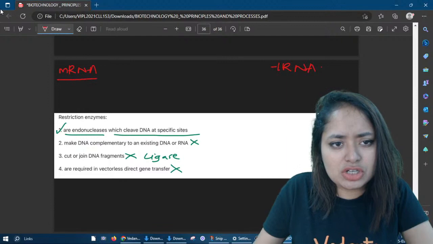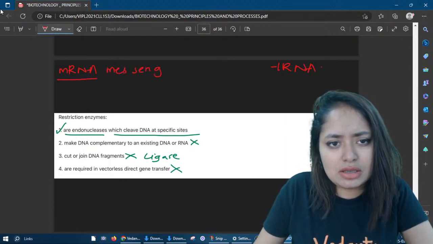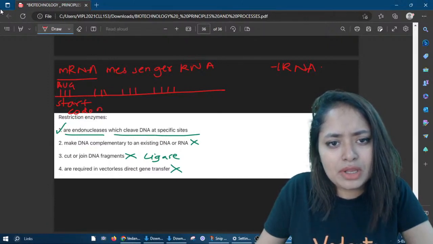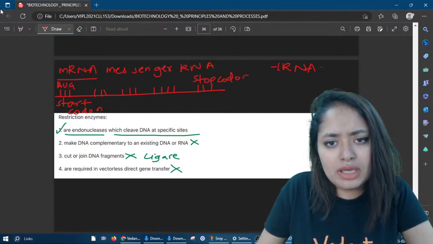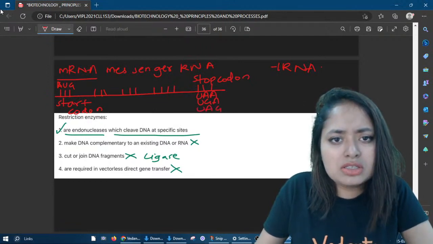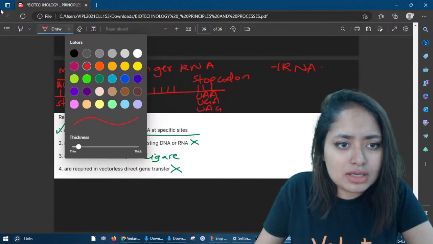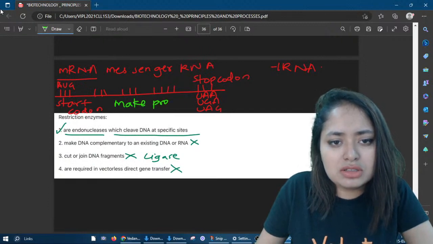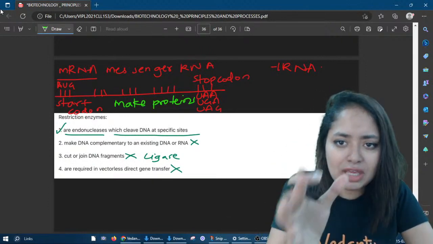mRNA is messenger RNA, which has a start codon called AUG. Then all these triplet codons will be there. And finally, there will be a stop codon, which will be UAA, UGA or UAG. Why is mRNA used? mRNA is used only when we want to make proteins. This stores the information for making proteins.